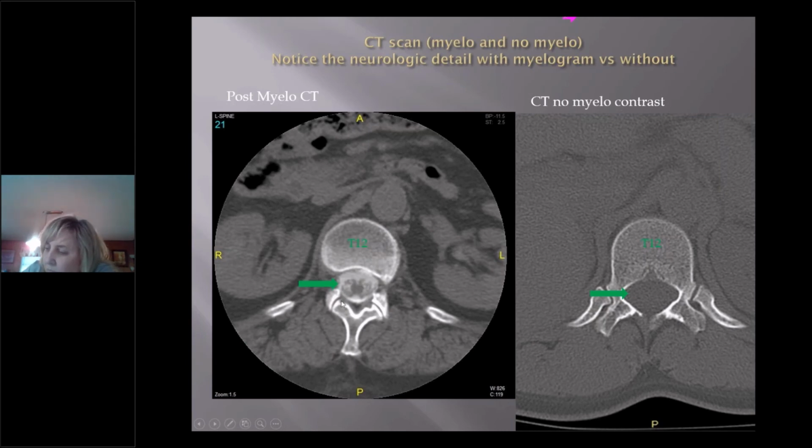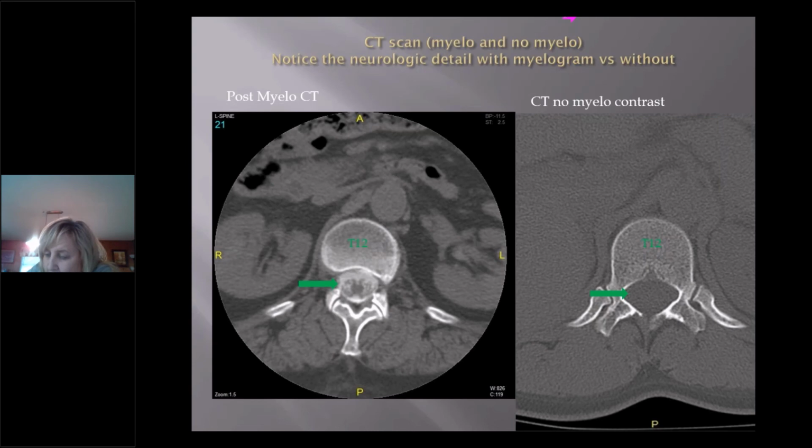If this patient had a pacemaker or implantable device, we can look at this test and see if there's anything hitting those nerves. Conversely, the picture on the right is the same CAT scan at the same level without contrast. So you guys can see this. You don't see anything here. So you get good bone detail, but you get horrible neurology detail.